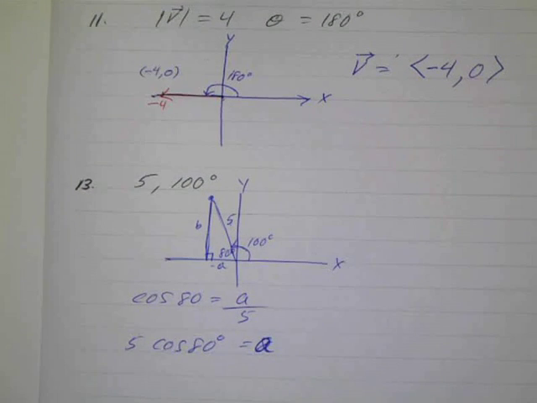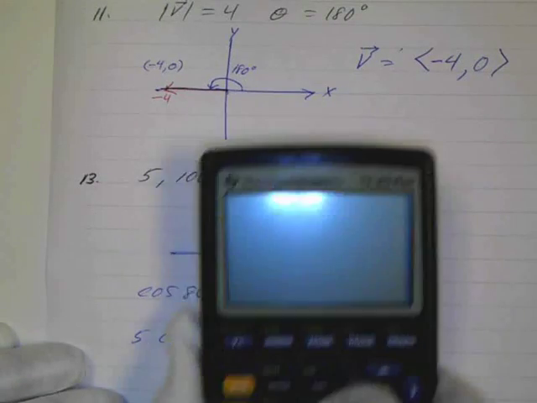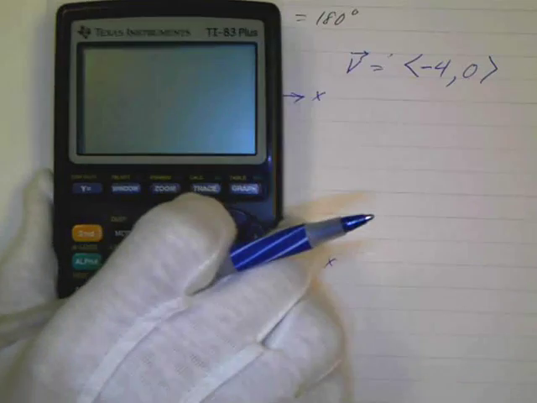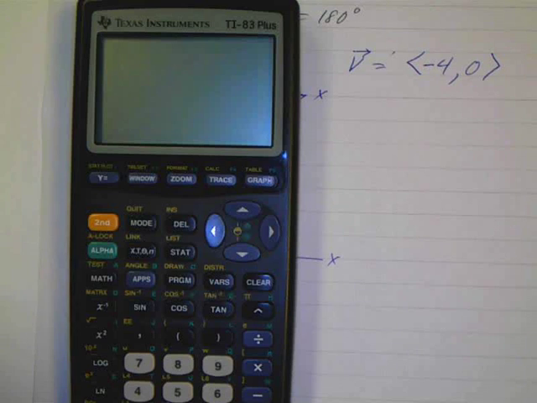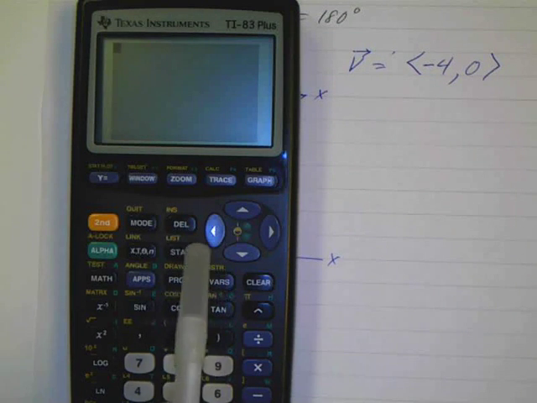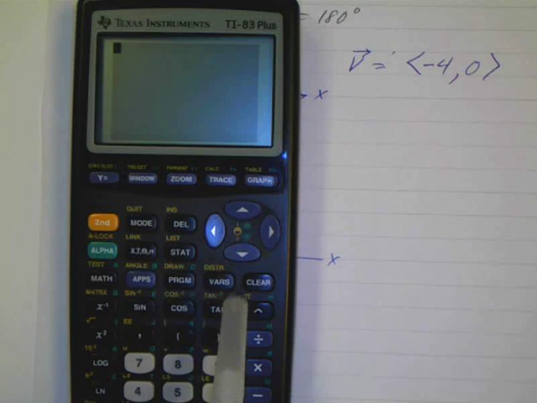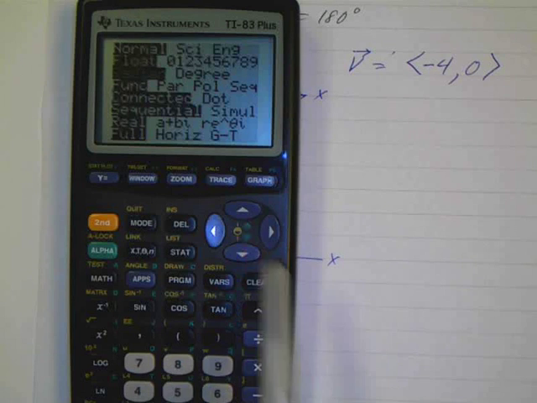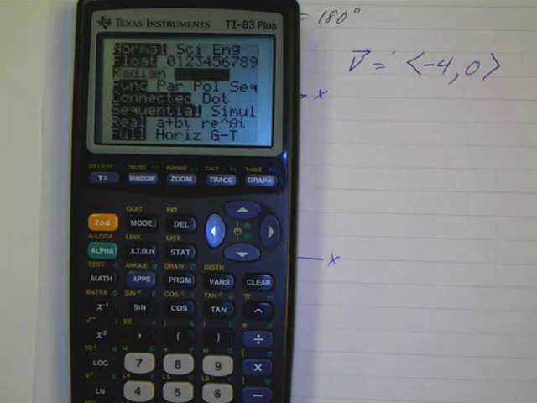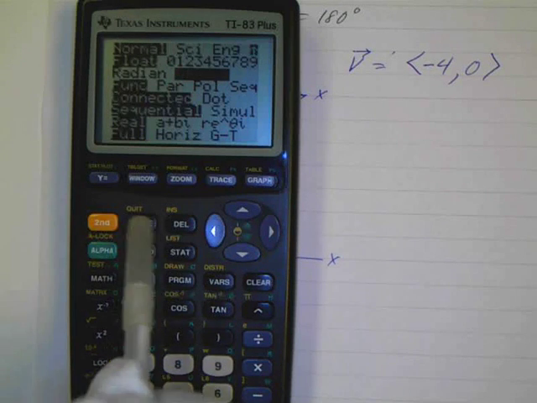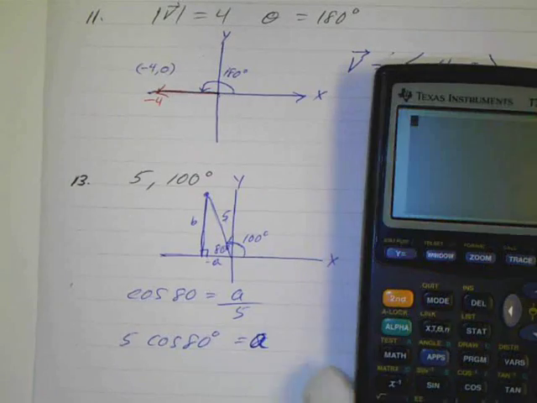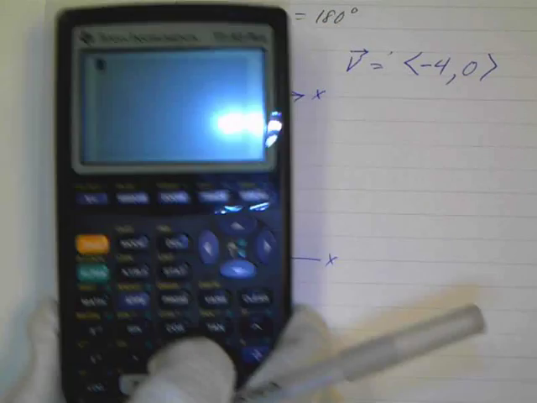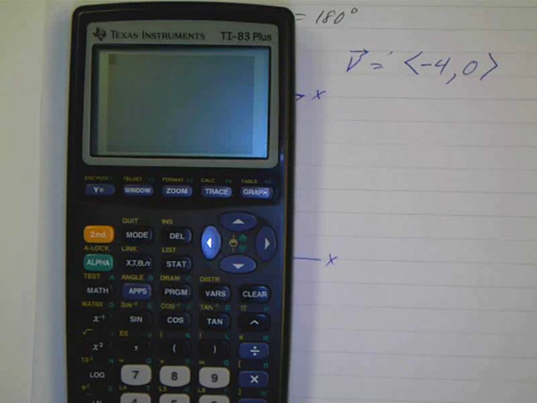So we've got to get our calculator out for this one because it's not an exact angle. And I'm going to realize, first of all, that I'm in radians, so I'll take the mode and change it from radians to degrees. And then I've got my equation over here, 5 cosine of 80 degrees. So I just say 5 times the cosine of 80 degrees.